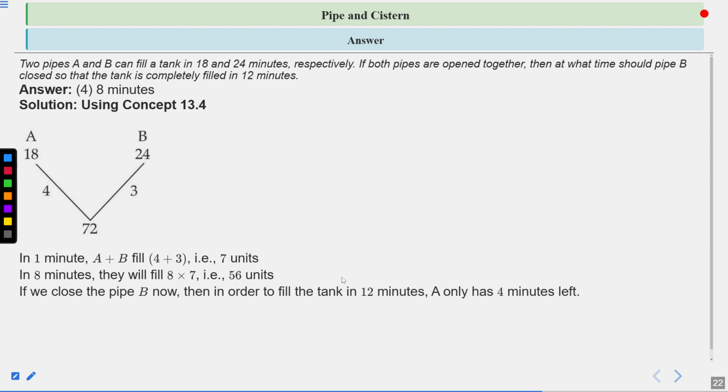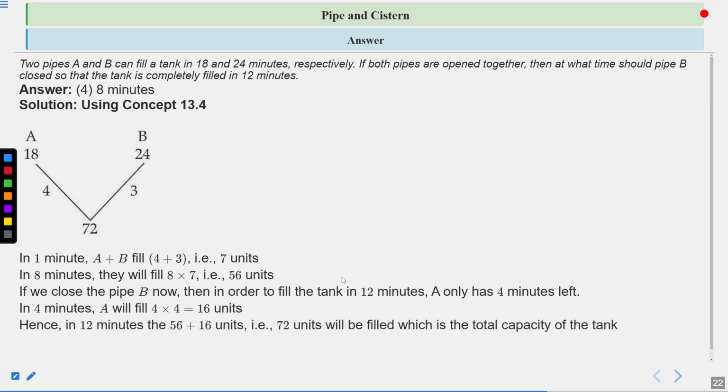After that, if we close pipe B, in order to fill the tank in 12 minutes, A only has 4 minutes left, and in 4 minutes, A can fill 16 units. Hence, when we add 16 units plus 56 units, it becomes 72 units. So in 12 minutes, 72 units will be filled, which is the total capacity of the tank. So the correct answer is 8 minutes. The fourth one is the correct answer of this question.